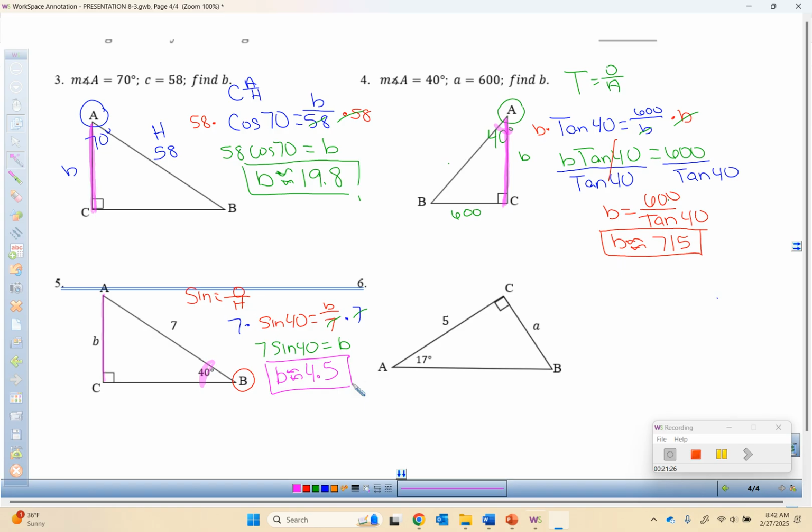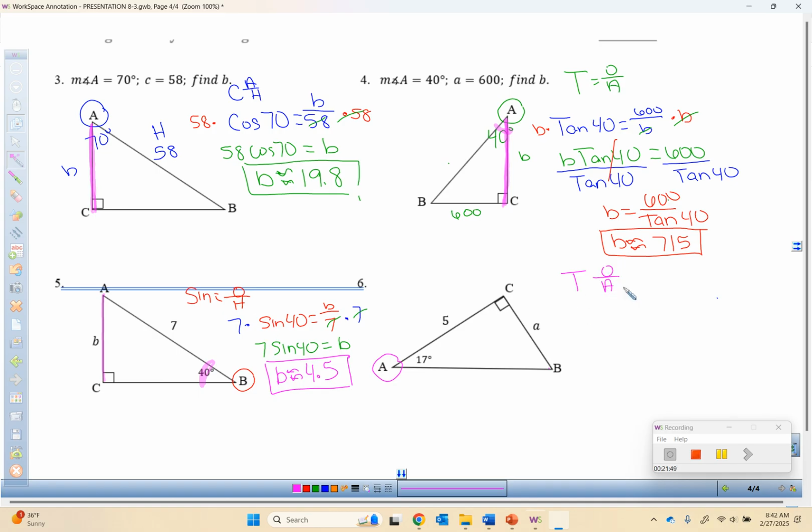Okay, guys, one more. Let's look. Once again, it's labeled for us. We have 17 degrees over here on big A, and it gives us a measurement here. Does it give us a hypotenuse? It does not. So we know right away we're dealing with tangent, which is opposite over adjacent.